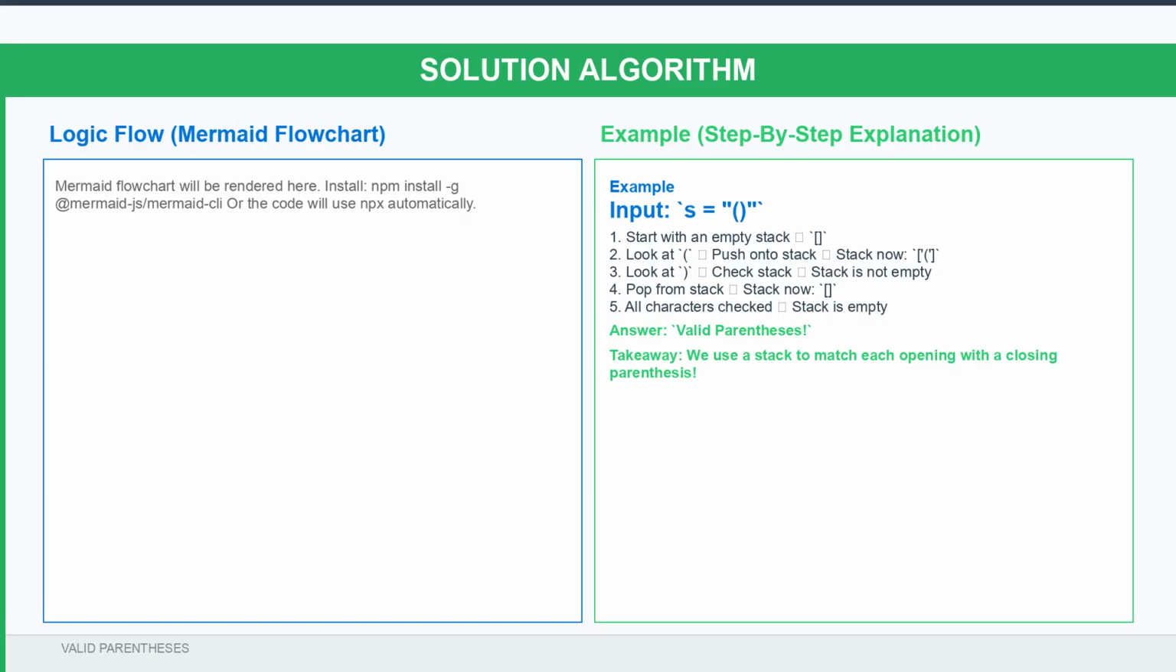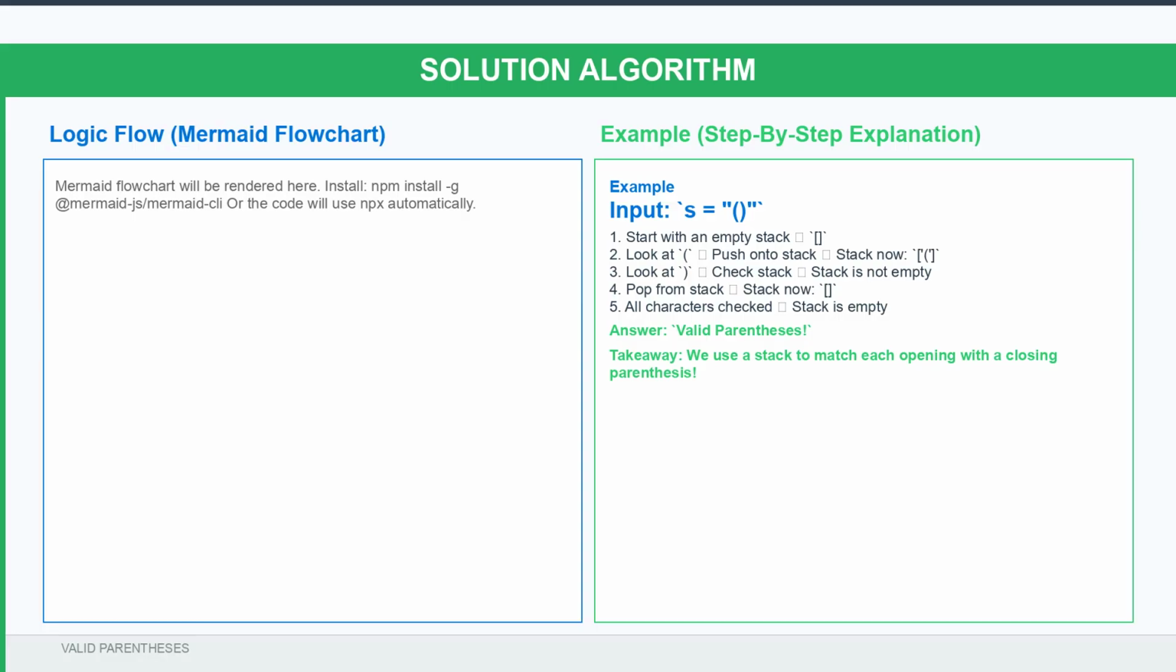To solve the problem of validating parentheses, we can effectively use a stack data structure. The goal is to ensure that every opening parenthesis has a corresponding closing parenthesis in the correct order. First, we initialize an empty stack. This stack will help us track the opening parentheses we encounter as we move through the string. When we find a closing parenthesis, we'll want to check if it matches the last unmatched opening parenthesis.